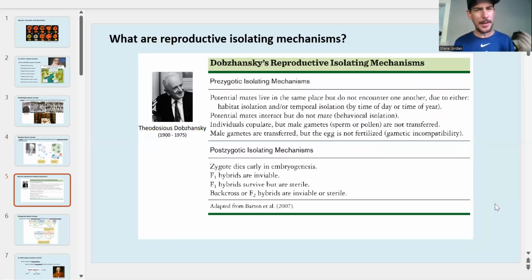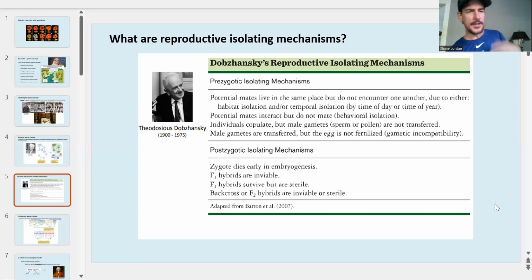Now, when we're talking about reproductive isolation, we're talking about certain mechanisms that cause that to happen. And basically, these mechanisms either can operate before individuals attempt to breed, or they can operate after individuals have attempted to breed. And we would call those two different kinds of mechanisms prezygotic or postzygotic. Zygotic referring to the formation of a zygote via the process of fertilization of sperm and egg.